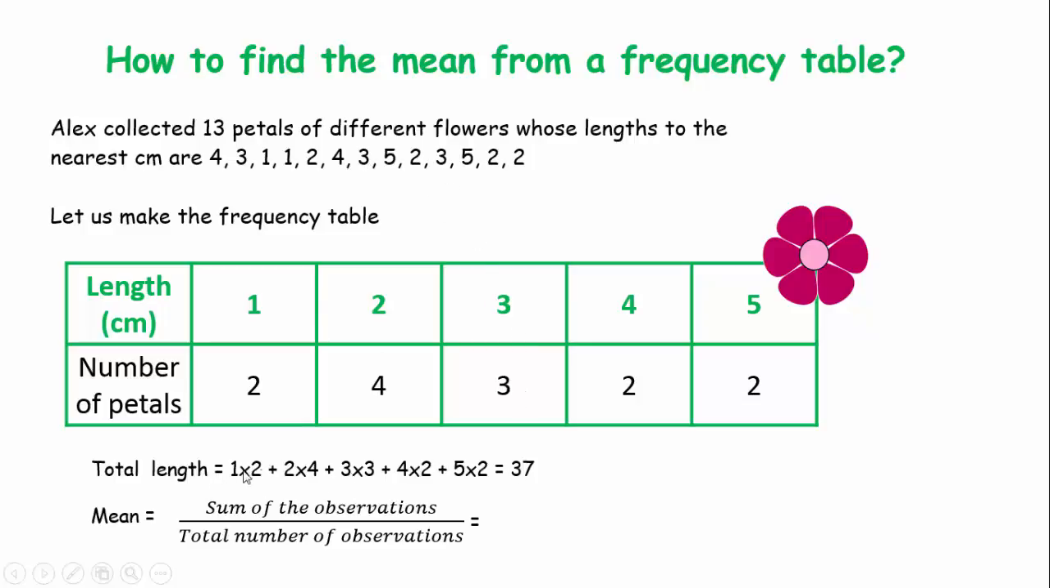And then all you have to do is add them up. So you're basically multiplying the length with the frequency and then adding them up. And again, you're having your total as 37. If you add these observations, you'll again get the same number, that is 37. And then you know the formula for mean. You have to add up all the observations and divide by the total number of observations. So that will give me 37 divided by 13, because there were 13 petals to begin with. And then you have the mean as 2.8 centimeters. So that's how you find the mean from a frequency table.